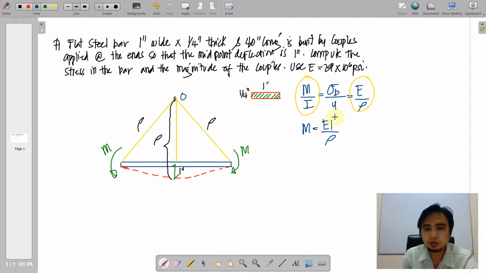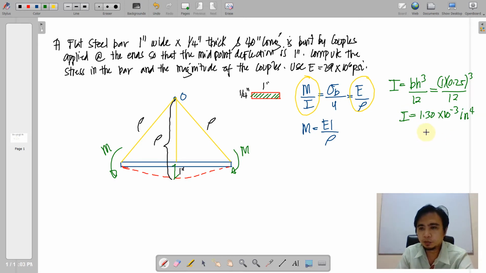We have the value for E. We can calculate I, and it is simply equal to bh cubed over 12. We have the base to be 1. Our height here is 1/4, or that could be written as 0.25, raised to 3, and then divide it by 12. So we can obtain the value of I here. We have an I of 1.3 times 10 raised to negative 3 inches raised to 4. We put a check mark on E because that is already given, and we have already obtained our I.